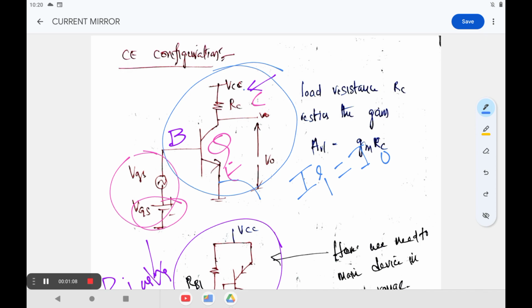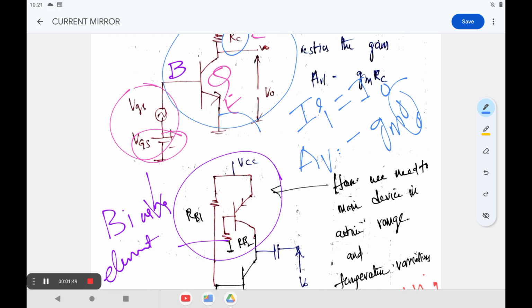At that time, obviously the resistor plays a very important role. Due to variations in temperature parameters and power supply variations, this resistor limits the gain of the transistor. So that is also one of the drawbacks. Suppose you take Av equal to minus gm into RE, or minus gm into RC. This limits the corresponding gain of the transistor, so that is also one of the problems.